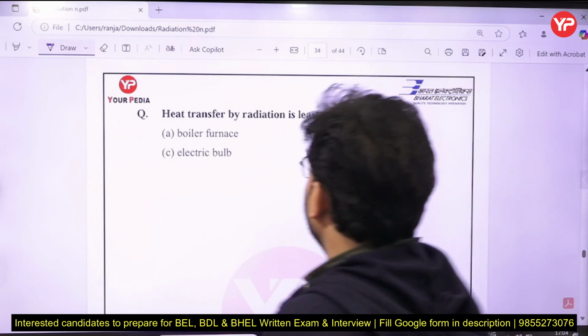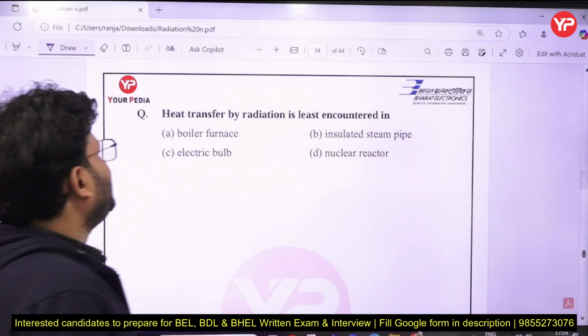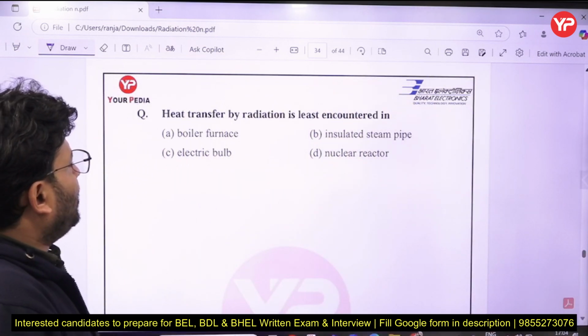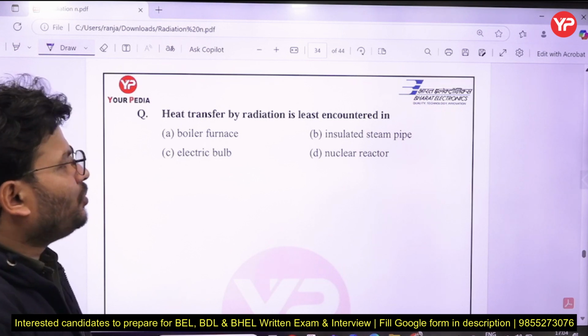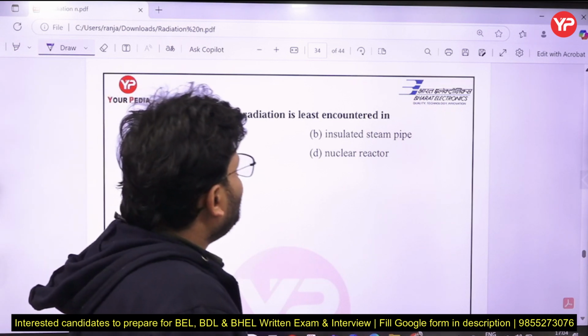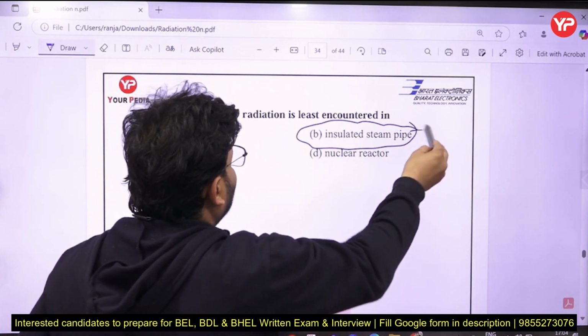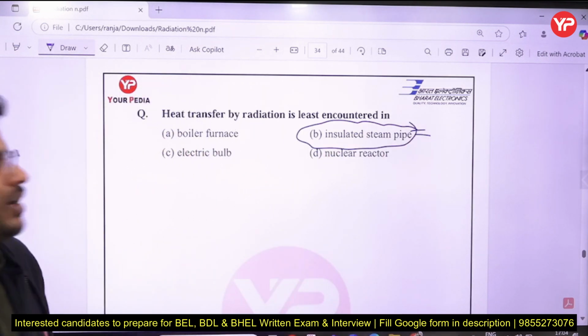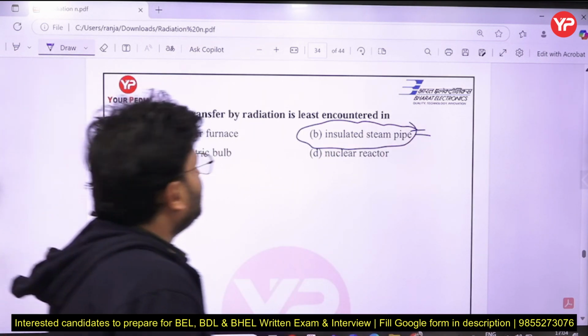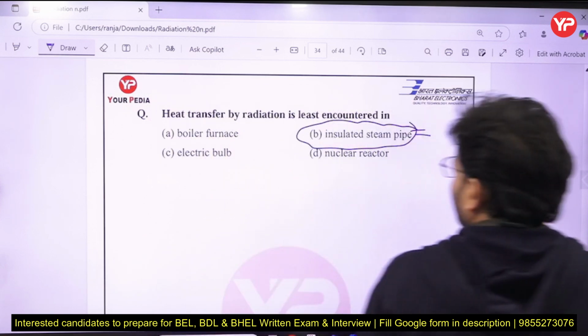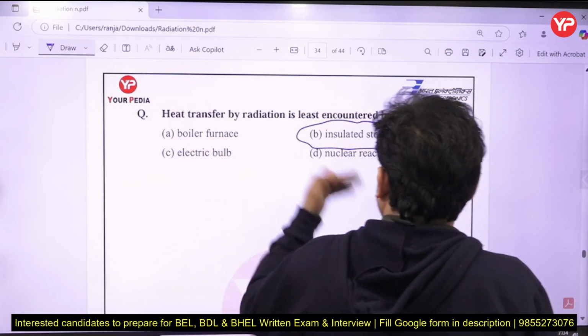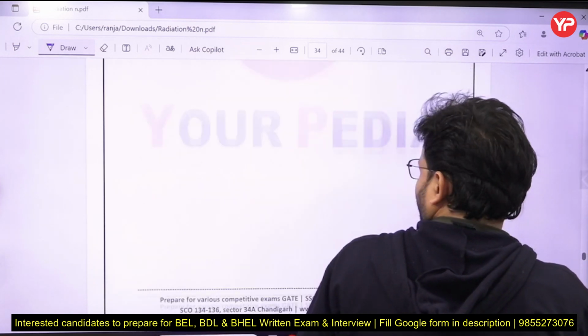Heat transfer by radiation is least when? Obviously, when you have an insulated steam pipe, then you use that one. Okay, insulated steam pipe, right? So this is where the radiation heat transfer will be least, when it is insulated.